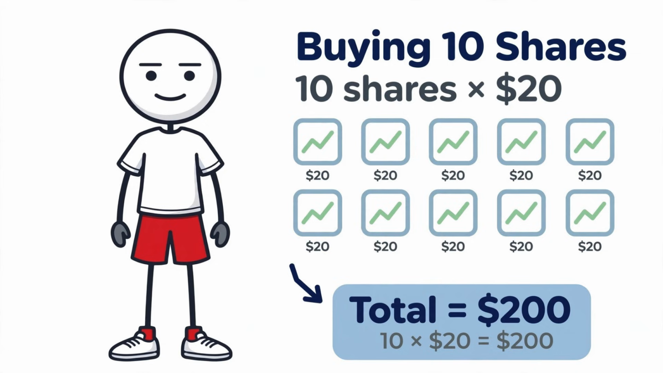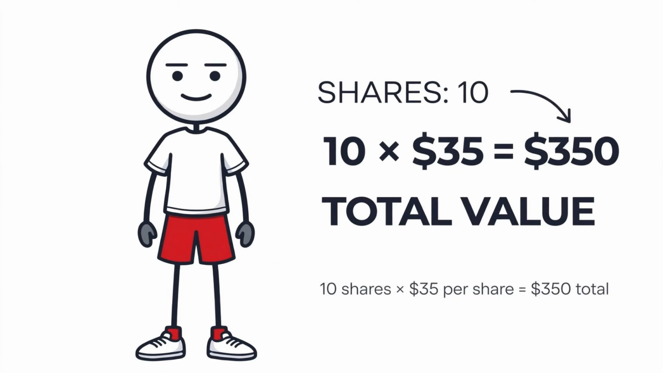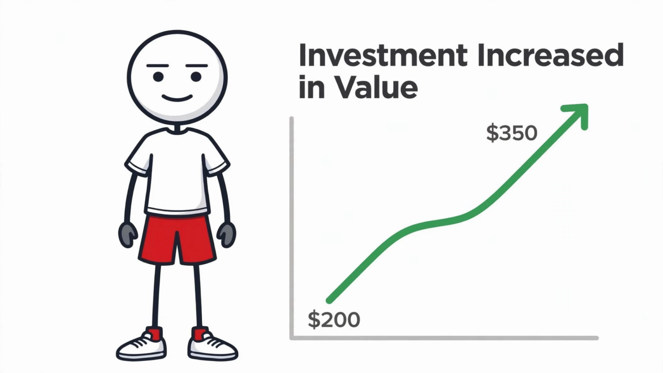Let's look at a simple stock example. Imagine you buy 10 shares of a company. Each share costs $20. You spend 10 times $20 equals $200. A few years later, each share is worth $35. Your investment is now worth 10 times $35 equals $350. If you sell all the shares, $350 minus $200 equals $150 capital gain. You made $150 because your investment increased in value.